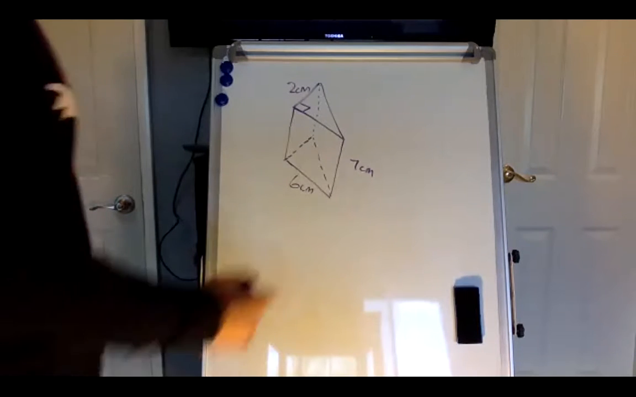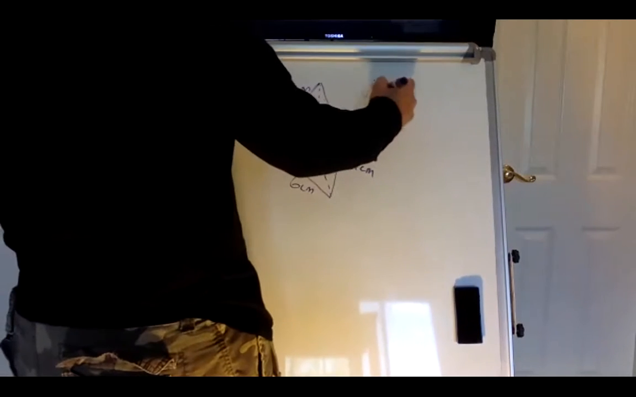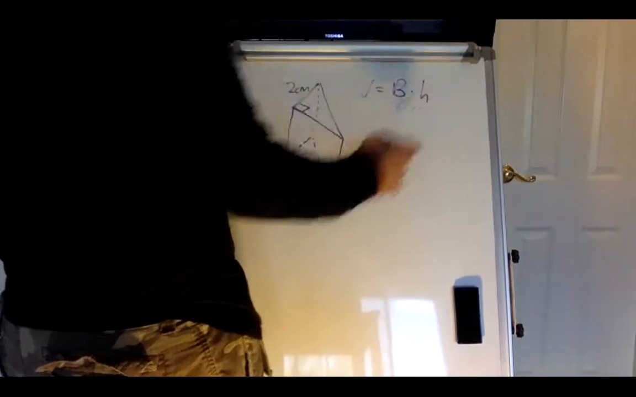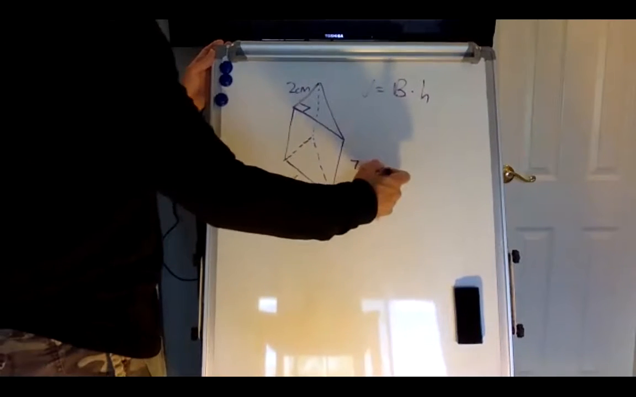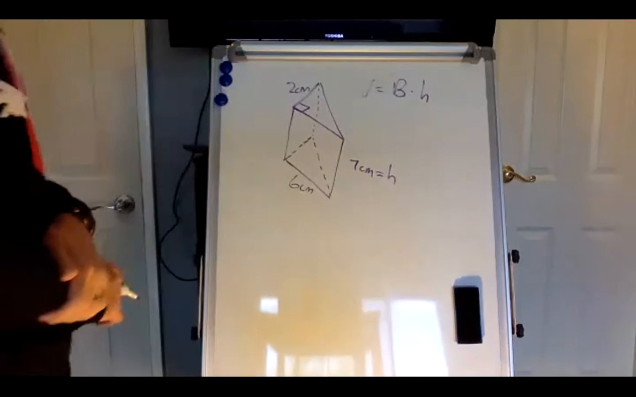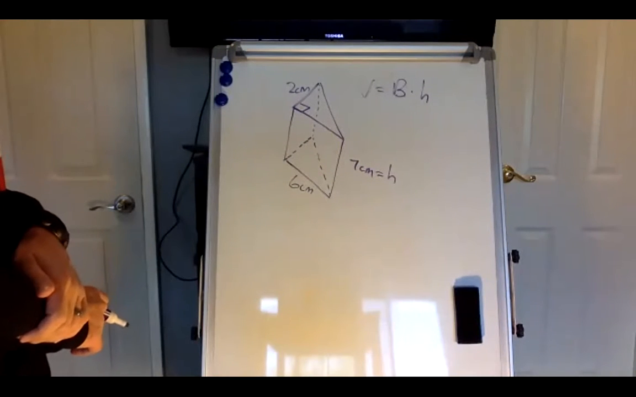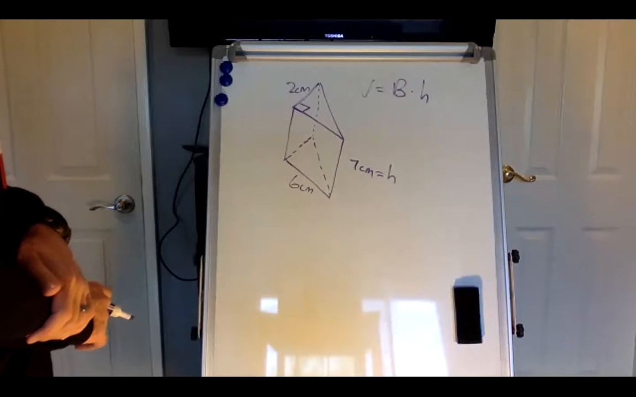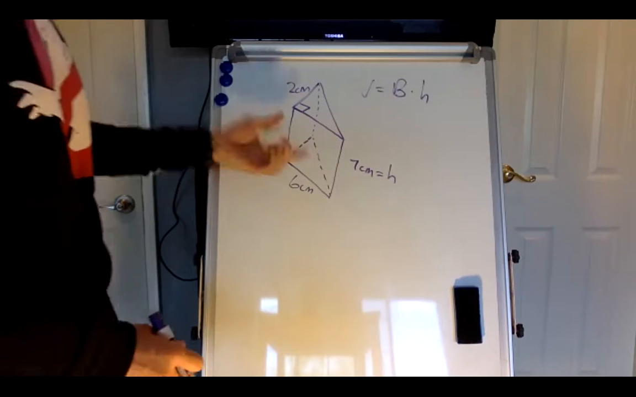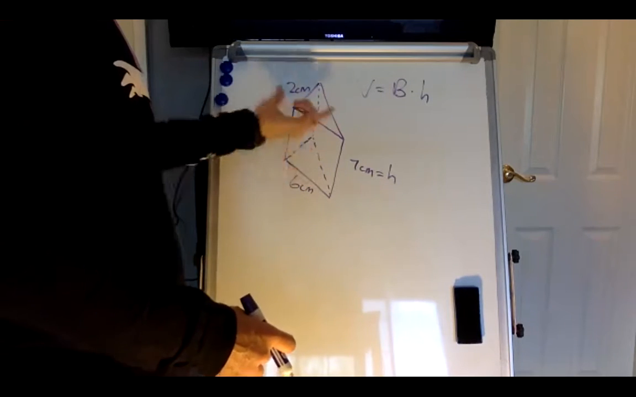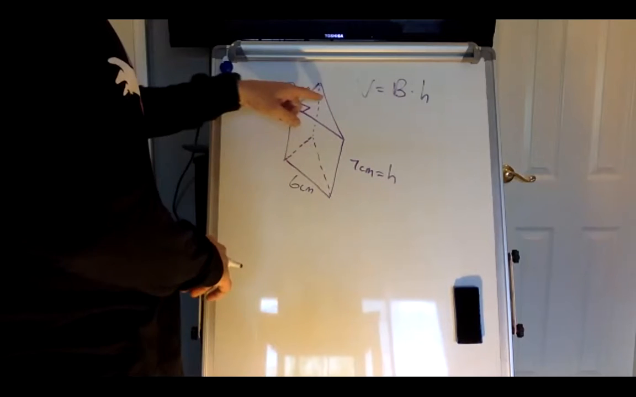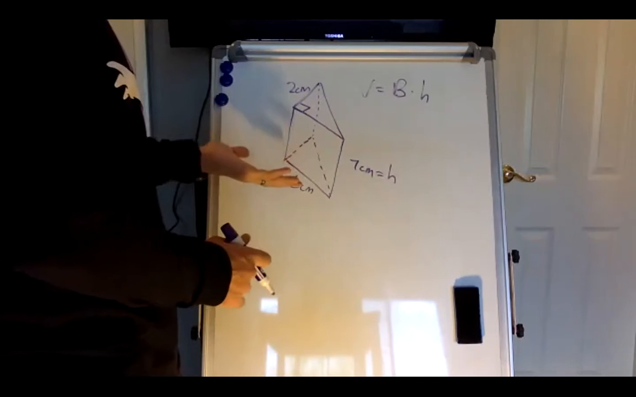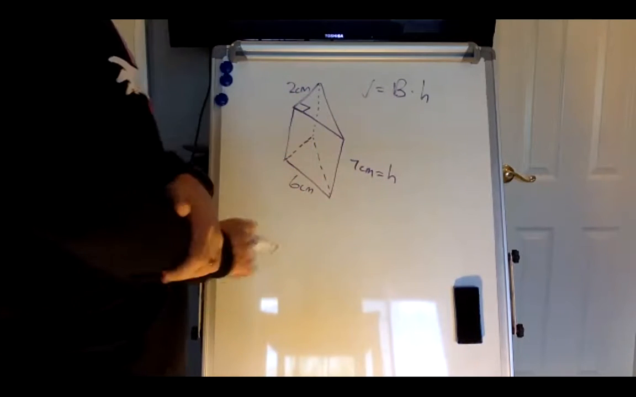So if I need the volume, and the volume is the area of that base times the height, this right here is the height, the 7 centimeters. How do I know that's the height? I know that's the height because the height is always that distance that connects the 2 bases. So the 2 triangles are the bases. Where are the connecting pieces between the bases? That is the height of your prism.